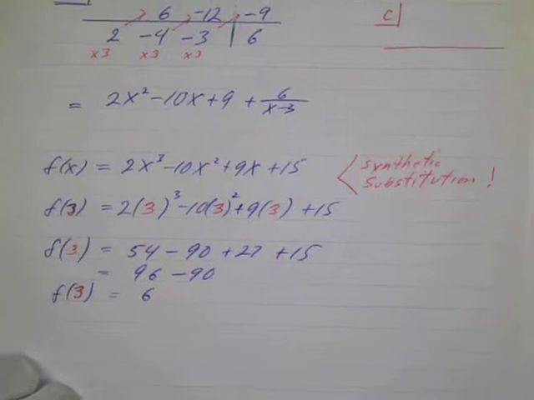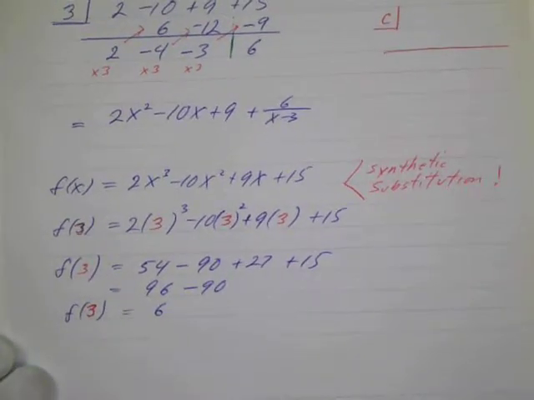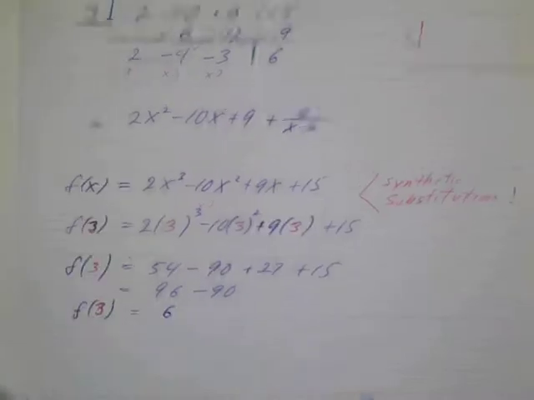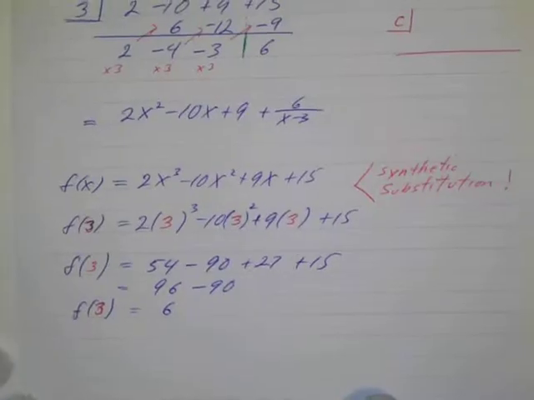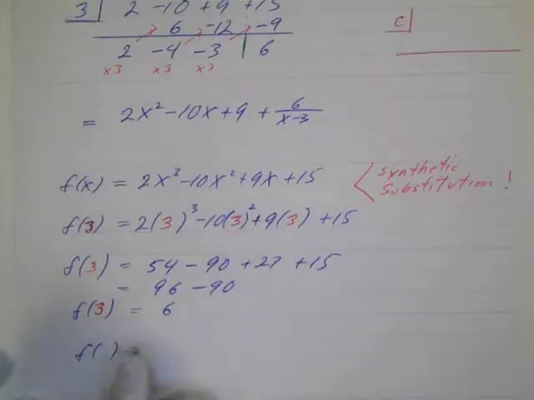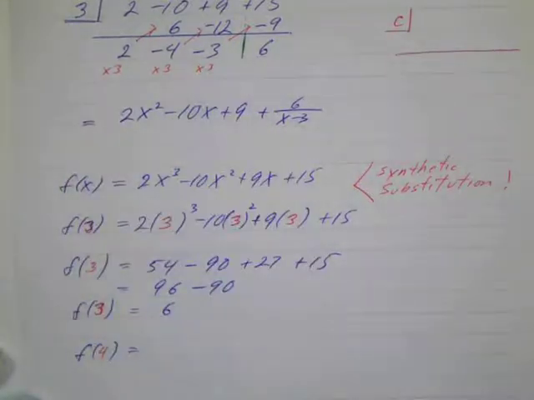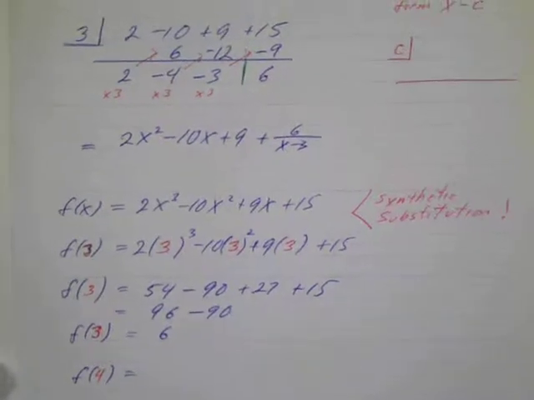Okay, so you should be aware of both these processes. This is synthetic division and synthetic substitution. So if we want to evaluate a function at like 4, it might be easier. If we want to find f of 4, then we can just divide by 4, and our remainder would be that. Okay? So I hope that makes sense.